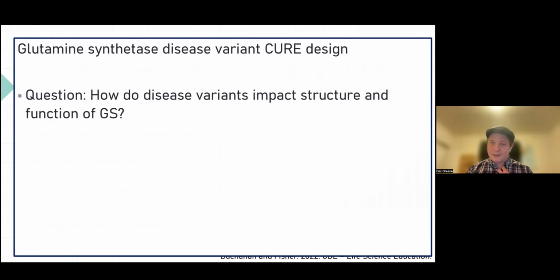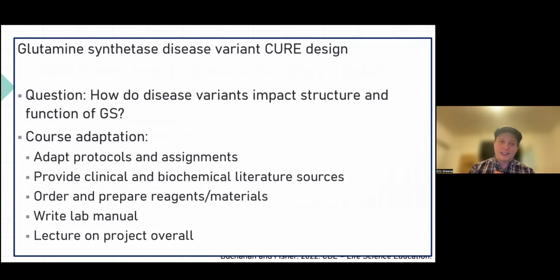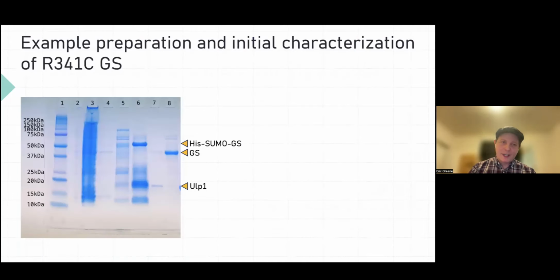So my CURE design was relatively simple. How do disease variants impact structure and function of GS? I adapted the course with new protocols and assignments, gave students literature sources, ordered the reagents and prep materials, wrote a small section of a lab manual, and lectured on this project overall to really implement this last semester.